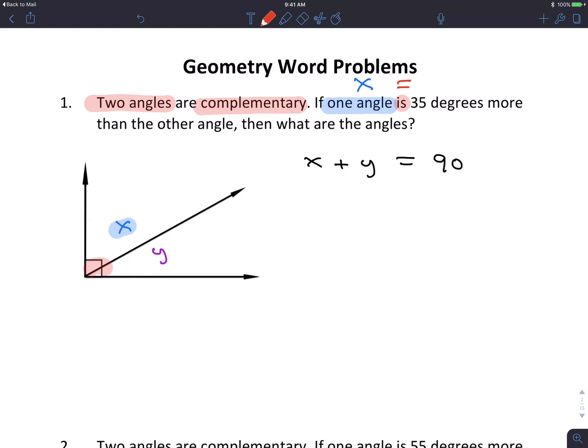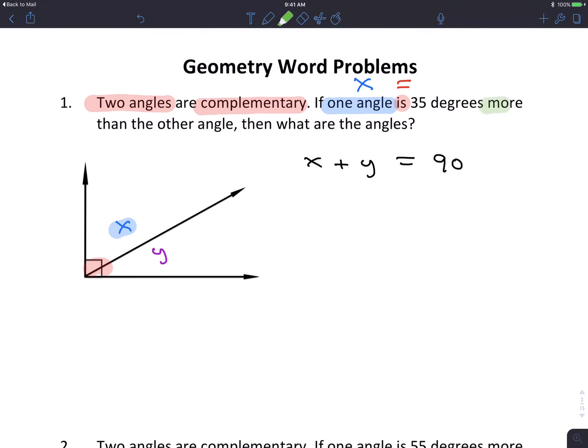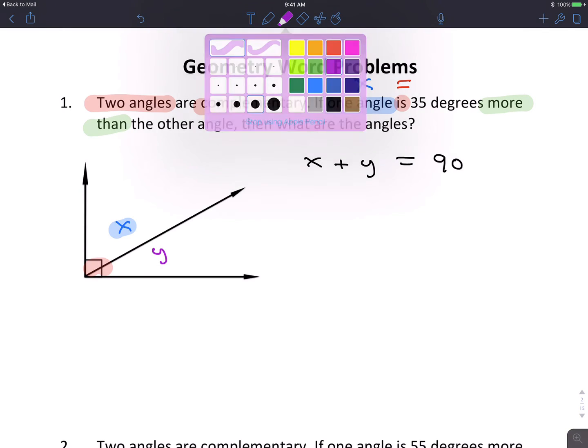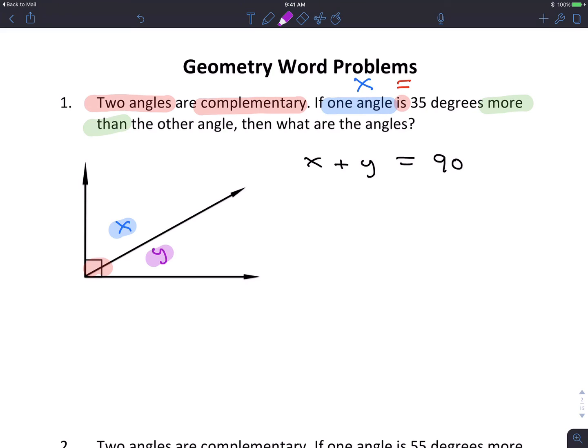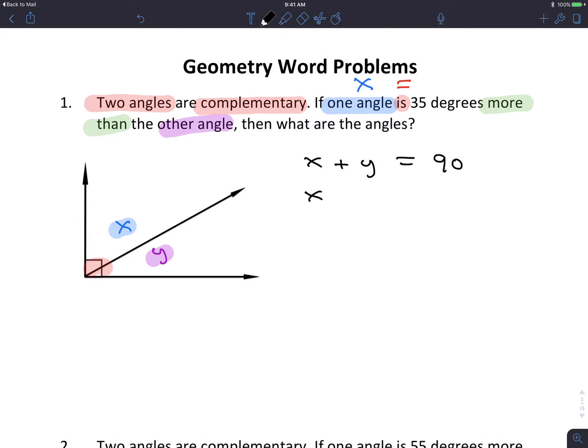And then we have another phrase here. Let's change colors. 35 degrees more than the other angle. We don't know what it is. We're calling the other angle y. We just called it y. And so you're going to have this phrase here in words that says x is 35 degrees more than y.